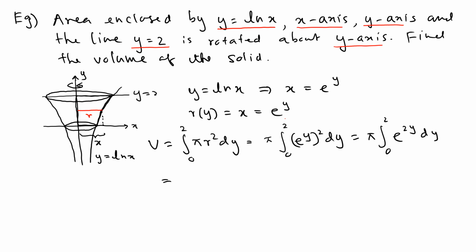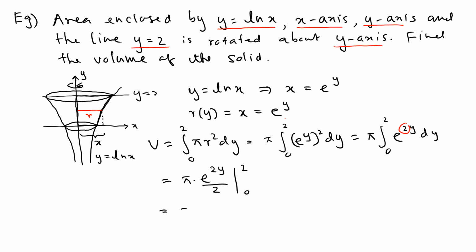And then we also know how to integrate e^(kx). What happens if you have e^(kx)? We simply divide by that constant. That's how we integrate. We discussed that in substitution problems, so we can use that idea here. That means pi times e^(2y) divided by 2. Whatever the constant is, you divide by that, if it's non-zero. And then the limits go from 0 to 2.